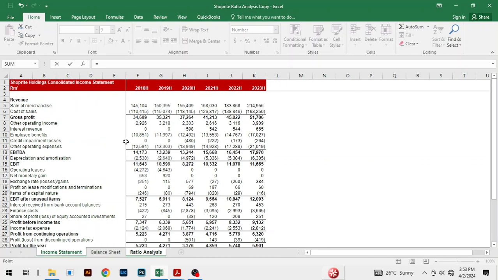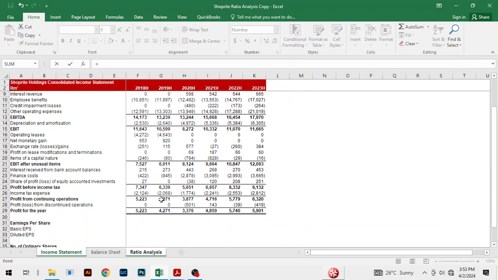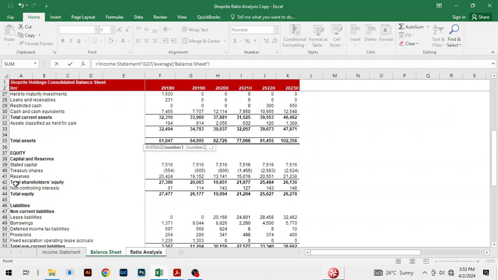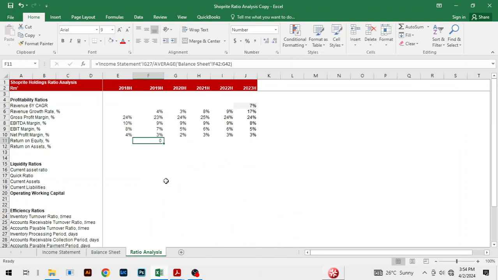So here we choose the profit from continuing operations for 2019 and divide by average equity. So we go to the balance sheet, where we find total shareholders' equity. We're going to take the book value of equity, turn that into a percentage, and then copy that right through. So we are seeing that the return on equity has been improving consistently, trending upward, which is a great sign, a positive sign.